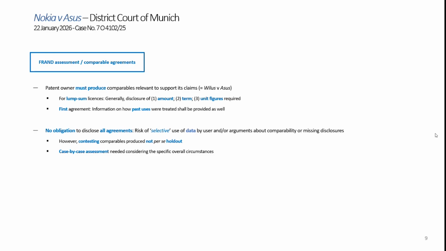This does not mean, however, that contesting whether a license is comparable or not, or is the proper one to be used for the present case, is per se in every case holdout. So the court said you need always to have a case-by-case assessment considering the specific circumstances of the case. However, it was reluctant to say that you would need to produce all agreements. So the responsibility is on the claimant to produce those agreements that support its claims, support its pleadings, but this does not necessarily mean that all agreements should be disclosed.